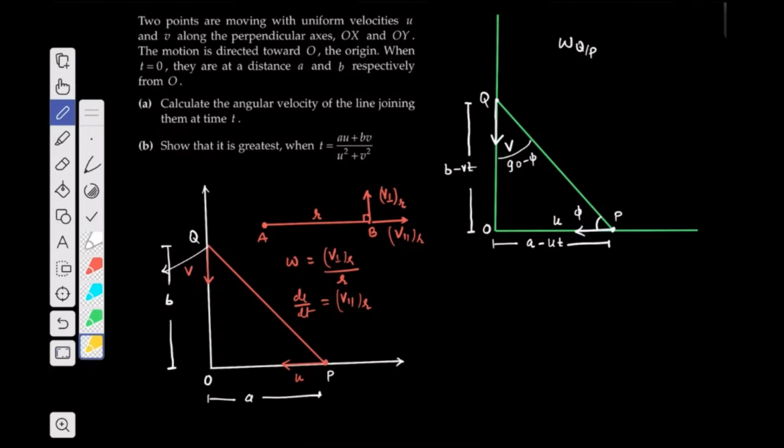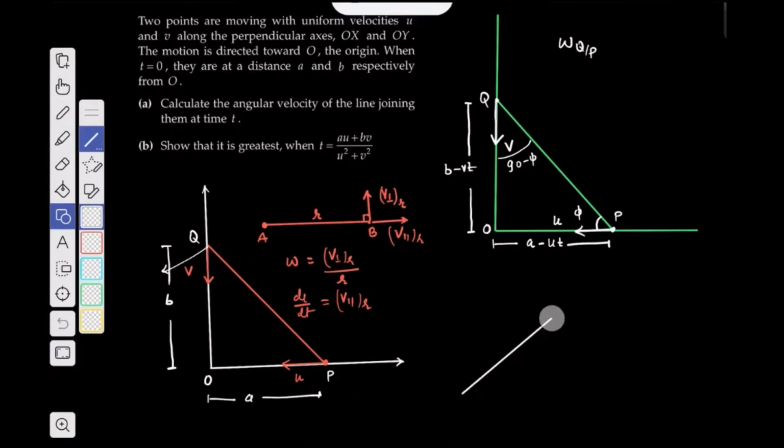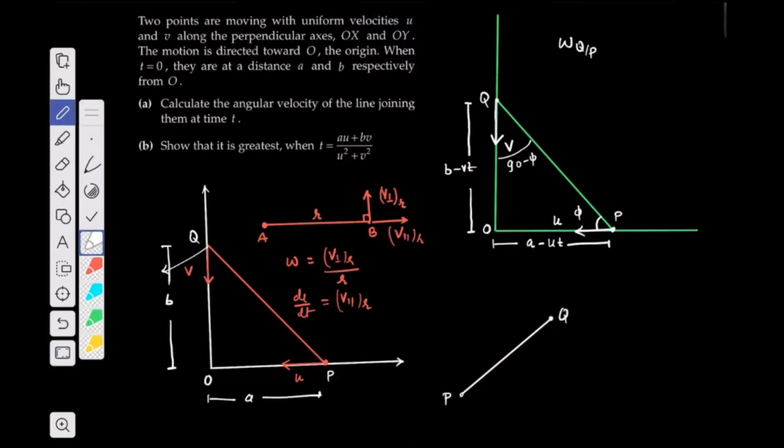For example, if I sit in the frame of P and observe Q, we will give the relative velocity, whatever we observe for Q with respect to P, and P will be given zero velocity, correct? Suppose at any point of time, this is my particle Q, this is my particle P, and somehow we got whatever we wanted.